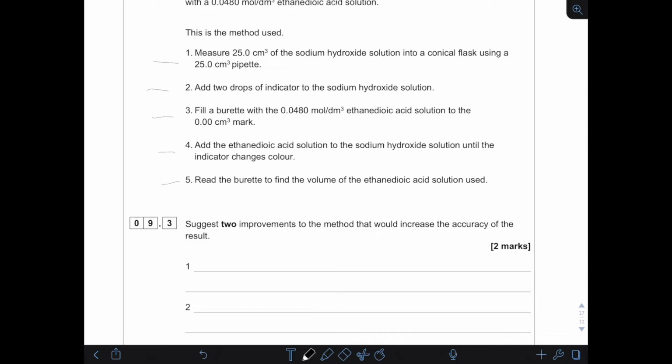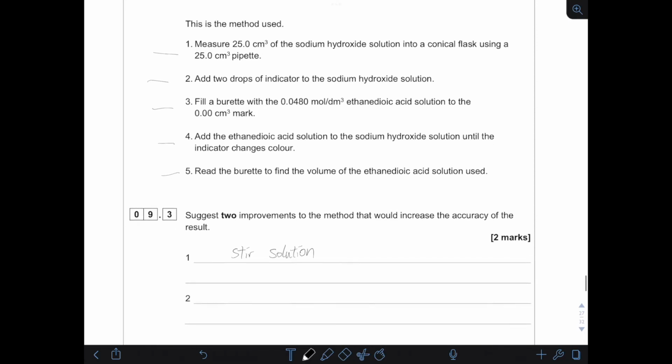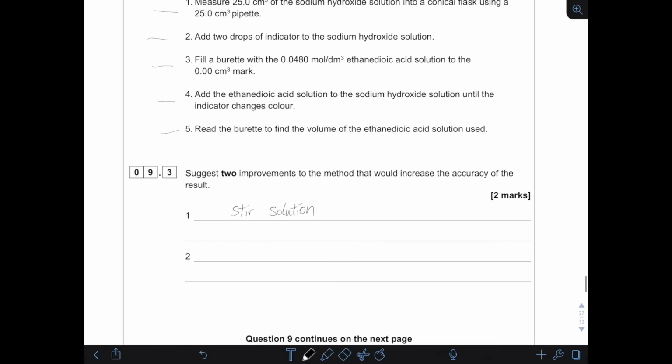Suggest 2 improvements to increase the accuracy. So I suppose you need to make sure the solutions are well mixed, so you need to agitate the solution or stir the solution. It's very trivial. You can also do concordant results.